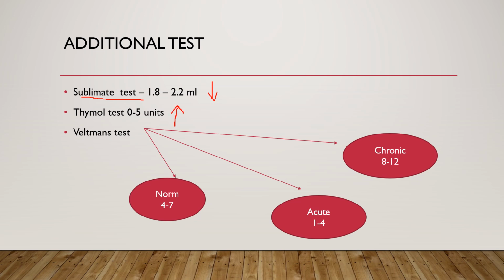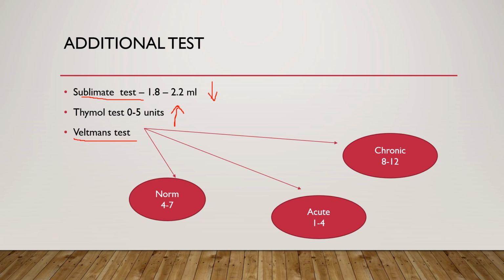I also want to remind you that on the basis of the sublimate test and thymol test, we cannot say whether the inflammation is acute or chronic. To differentiate whether the inflammation is acute or chronic, I already reminded you that we have the Weltman test, and I already told you the condition of the proteins: alpha 1 and alpha 2 for acute inflammation, and beta and gamma for chronic inflammation.